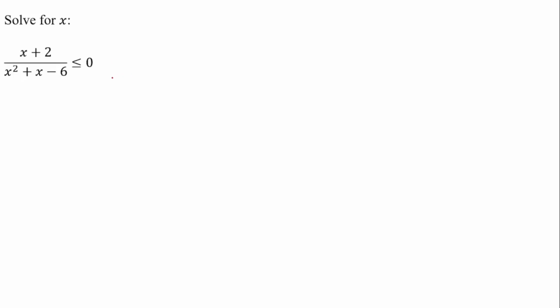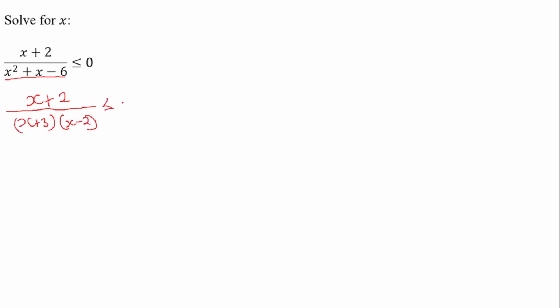Right, let's look at this question. We are required to solve for x, and then we're given this inequality. What do you do when you're given such an inequality? We need to factorize this. So it's x plus 2, and then if we factorize x squared plus x minus 6, you must get two brackets. So it's going to be x plus 3 and then x minus 2.